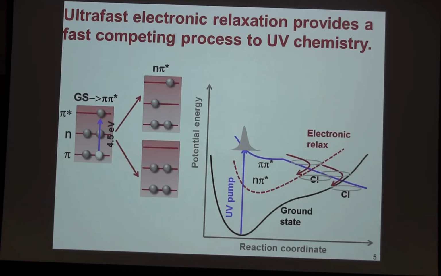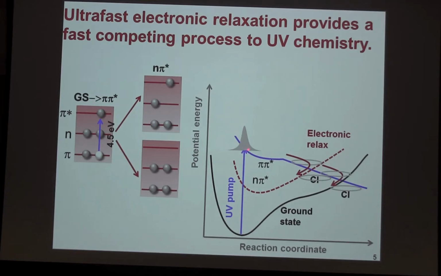How is that accomplished? Here's the potential energy surface, or rather an artist's conception of the potential energy surface of this molecule. So the pi-pi star excitation is given here by this blue arrow. In the pi-pi star state, the molecule wants to make chemistry, so the quicker you go out of this state, the better you protect the molecule.